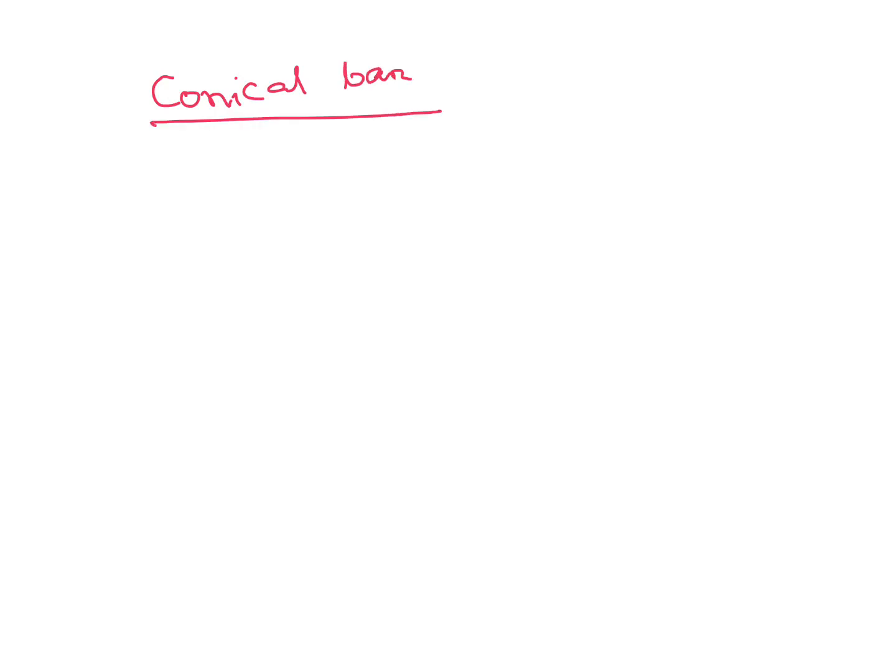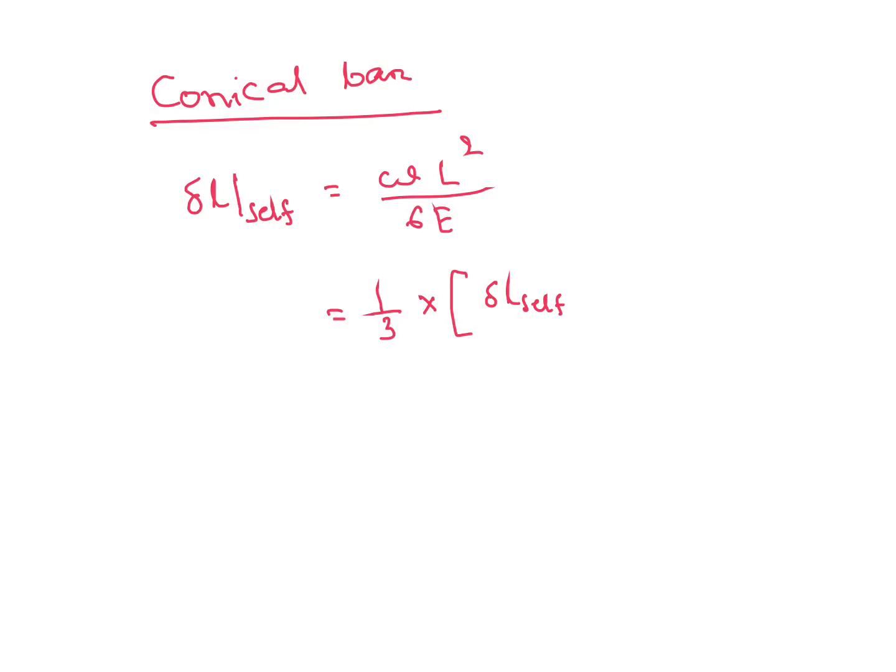And for a conical bar, elongation due to self weight is omega L square by 6E, or 1 by 3 into the value for a rectangular bar. Elongation of a rectangular bar due to self weight.